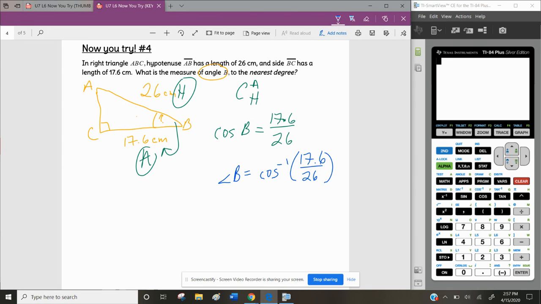and we go to our calculator. Second cosine, 17.6 divided by 26, and round that to the nearest degree. Angle B is 47 degrees.